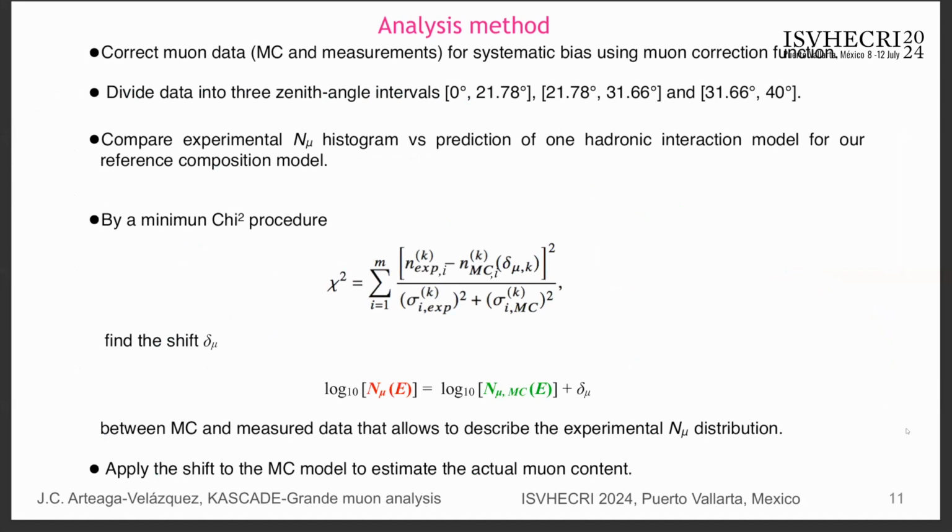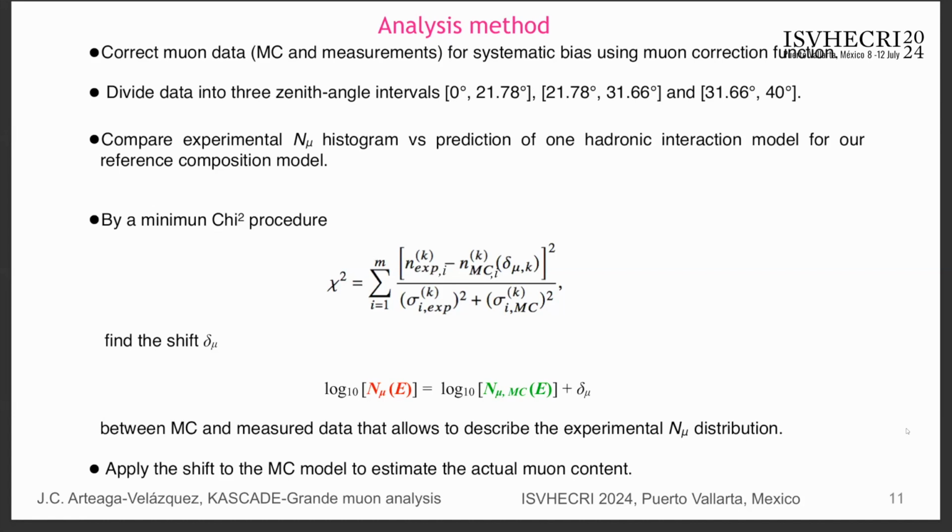Now, in order to extract this factor, the ratio between the experimental and the Monte Carlo muon number, we have done the following steps. First of all, we correct for the systematic bias. Then we divide the data into zenith angle intervals. Now we compare, by using the chi-square method, the experimental muon histogram versus the prediction of the hadron interaction models for the muon histogram after applying this correction factor. So this is in logarithm scale, and it gives you the ratio between the experiment and the Monte Carlo.